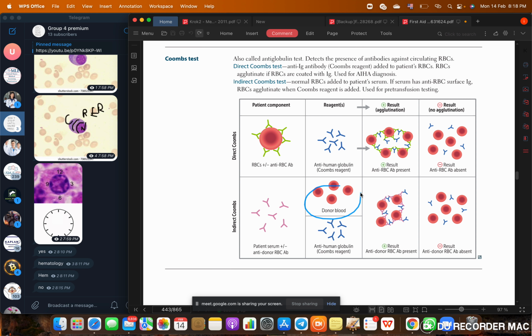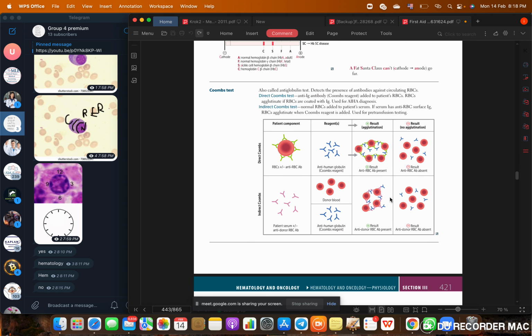So you must add one more thing. You add donor blood. When you add donor blood, the donor blood will come here and it's going to bind to the pinkish antibodies in the serum of the patient. Now you give the anti-human globulin, which also will bind, and this will lead to a clumping reaction. When this happens, this is basically telling you that the patient serum does have anti-donor RBC antibodies.